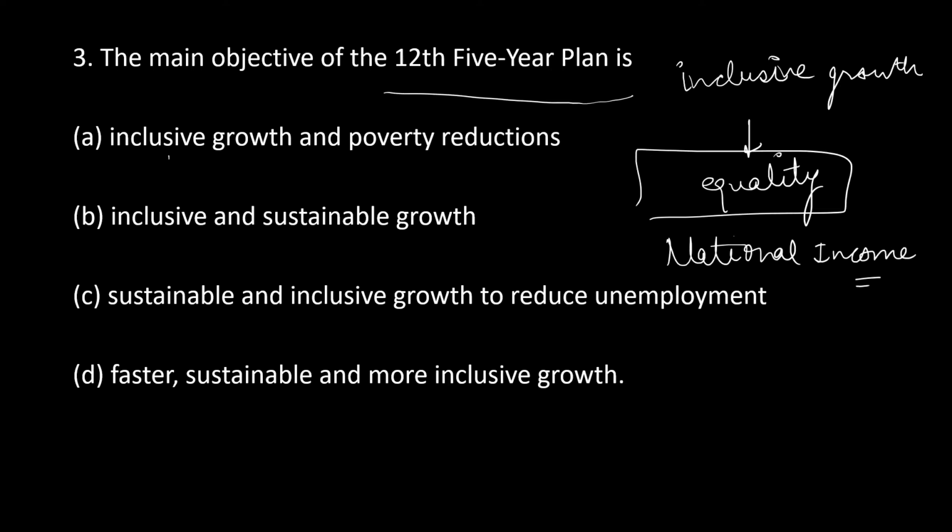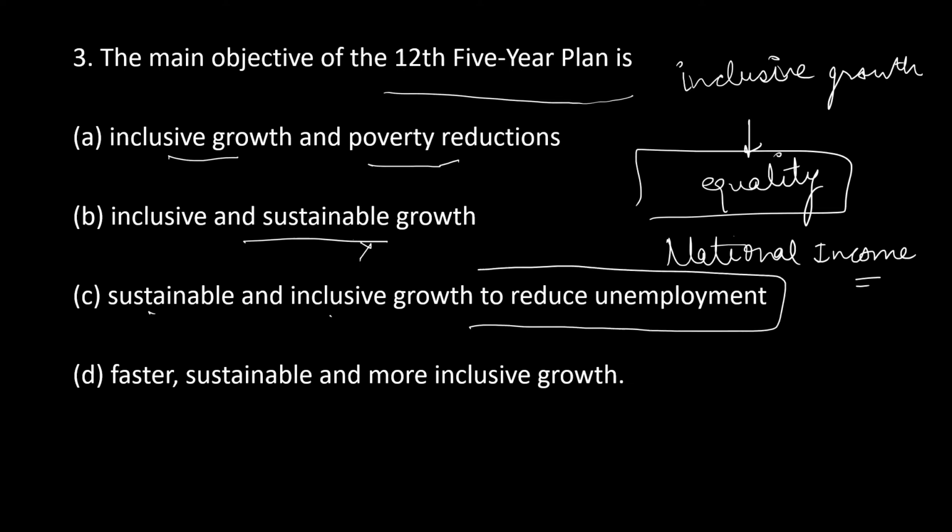First option is inclusive growth and poverty reduction. Second is inclusive and sustainable growth. So it is not about sustainable actually. Sustainable and inclusive growth to reduce unemployment. Next is faster, sustainable and more inclusive growth. It is a good option which includes everything.